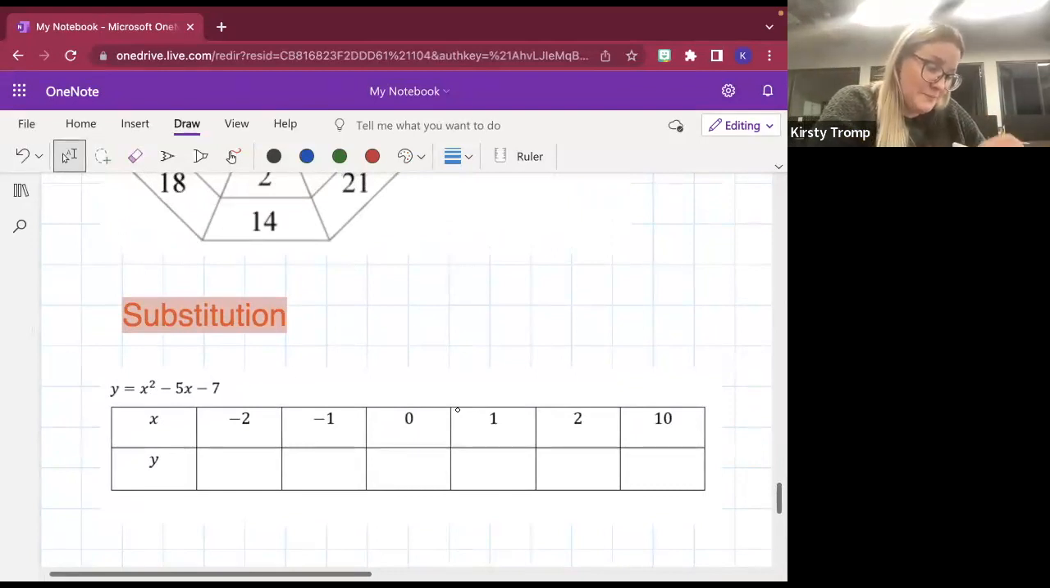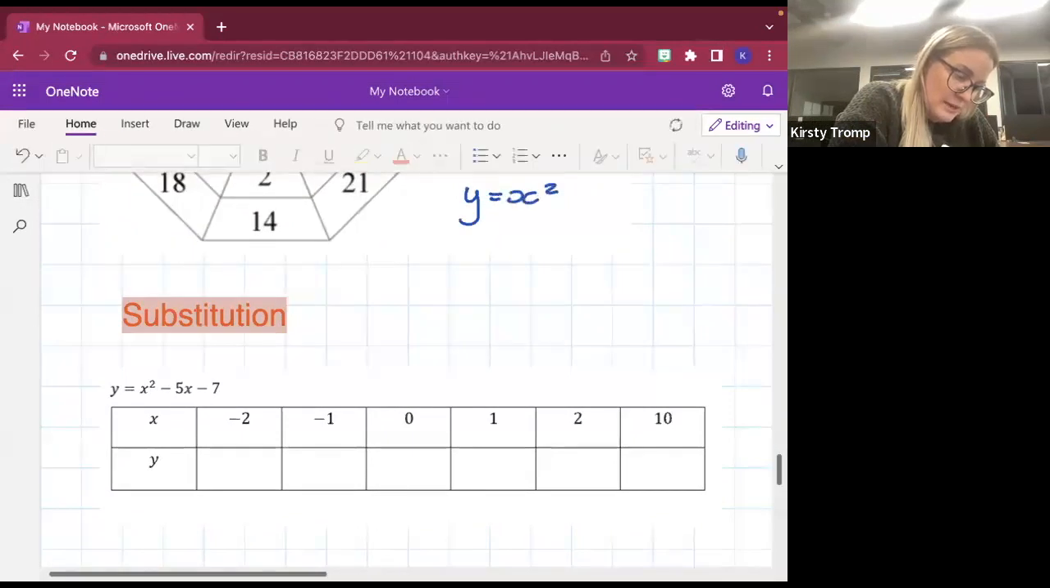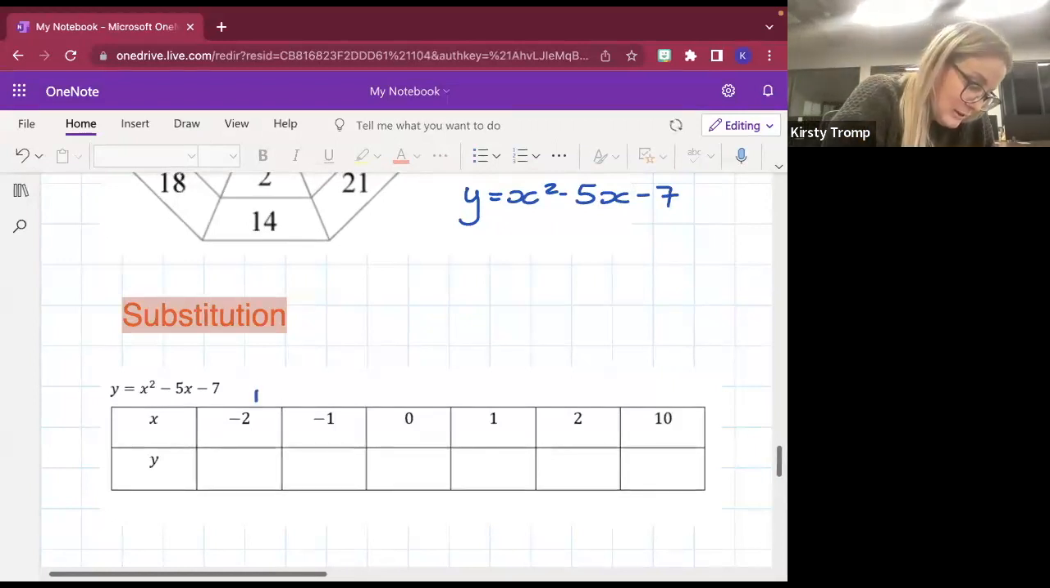So for the sum, I'm going to use my equation again. So I've got y is equal to x squared minus 5x minus 7. The first number that they've told me to substitute in here is negative 2. So my first substitution that they want me to put in is negative 2. So instead of seeing an x, what do they want me to see instead? They want me to see a negative 2. So this is my first sum, so number 1.